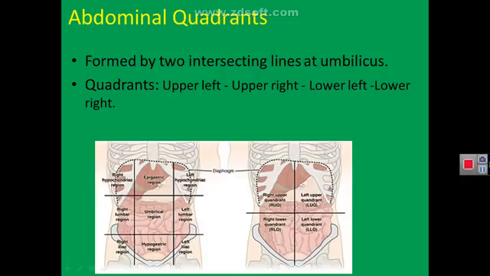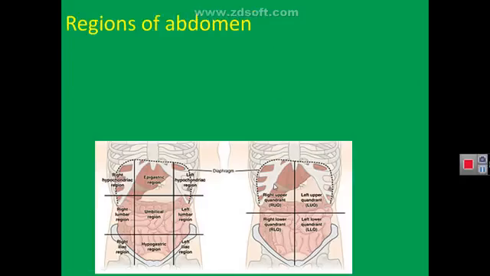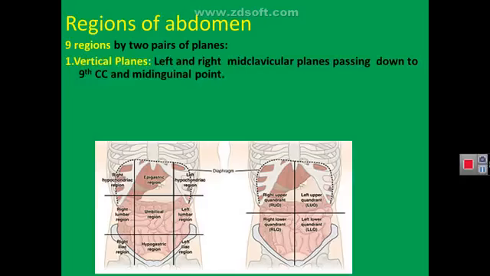So, for example, if there is a pain in the upper right quadrant, you can write this in the case sheet, or you can say that there is a mass felt during examination in the upper right quadrant of the anterior abdominal wall. The other way is not the quadrant way, but the 9 region way.